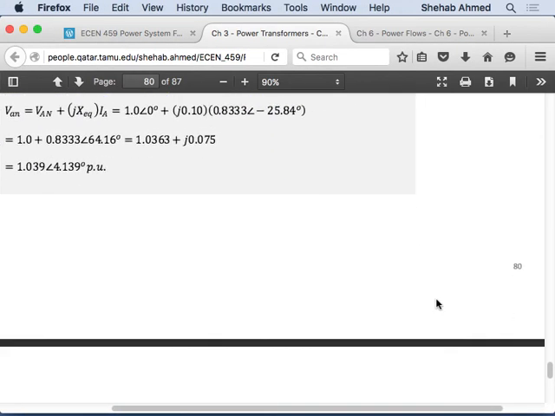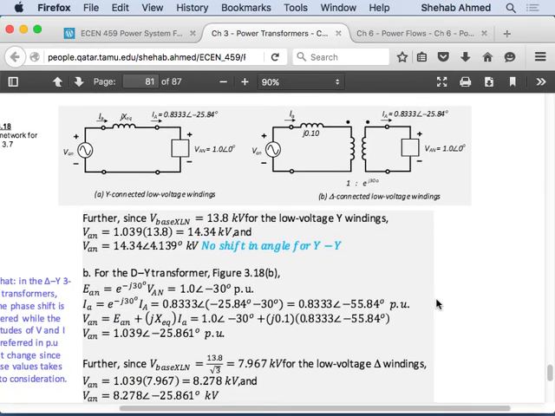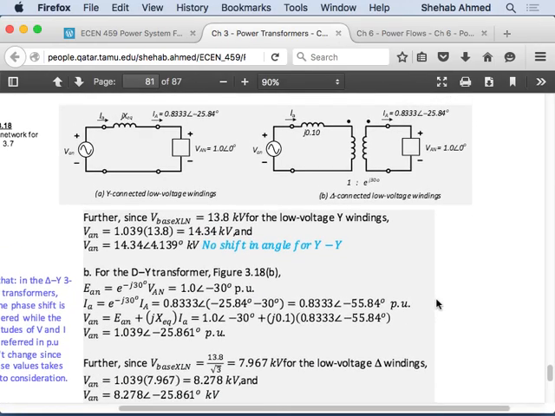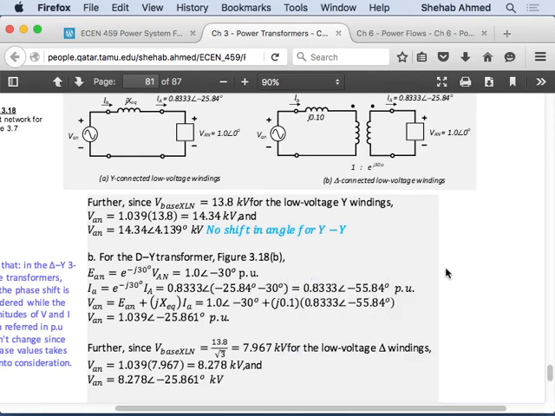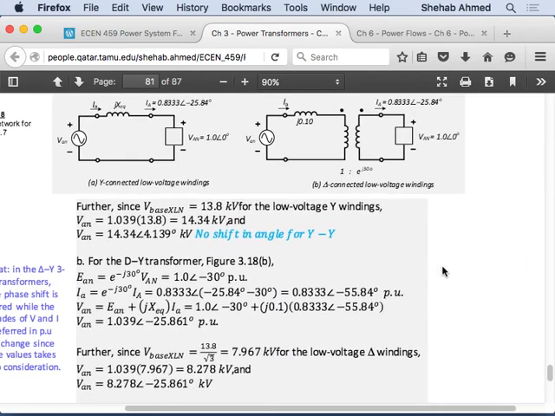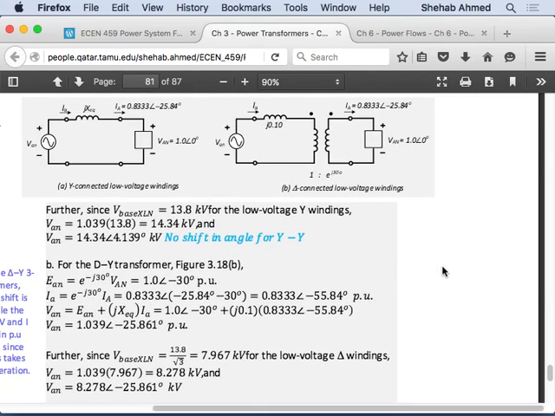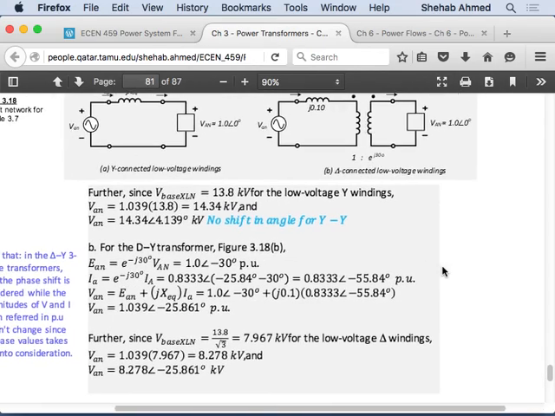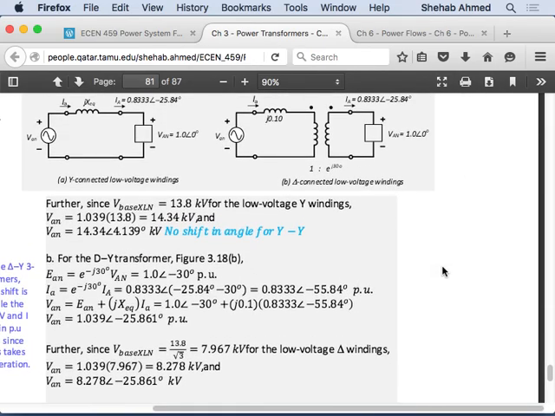Let's see, what else do they want? So this was in per unit. I guess they're converting it back to actual values to help confuse us even more. So how do you convert from per unit to actual values? You have to multiply by the base. The base where? In that zone.